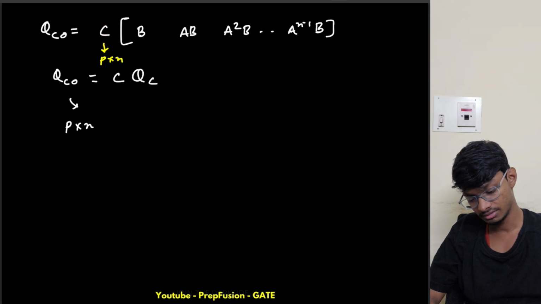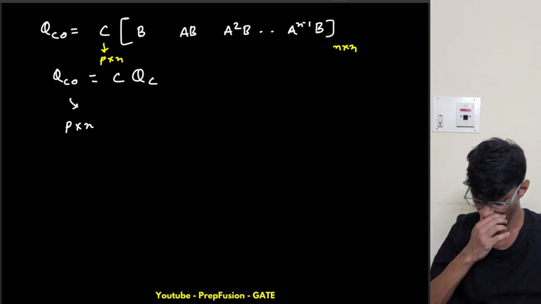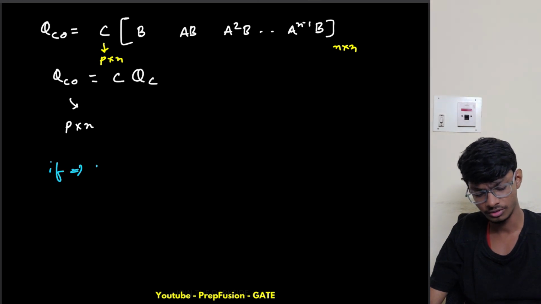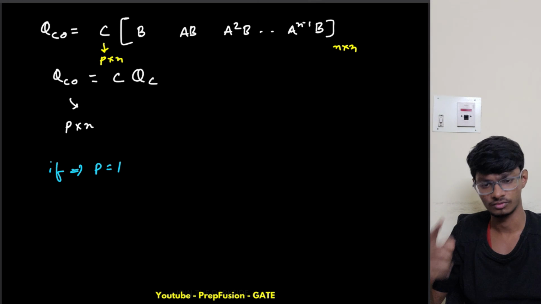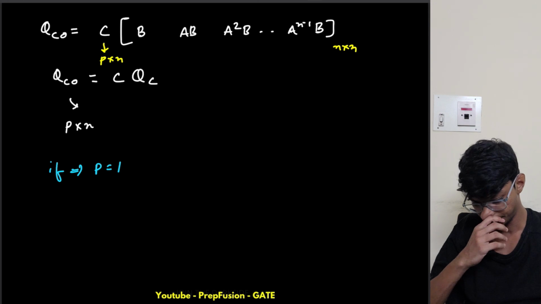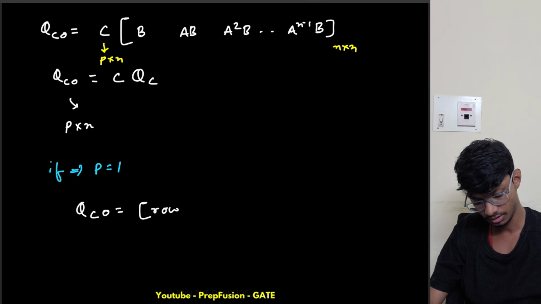Now this is getting multiplied with a matrix of n cross n. This one we know, this is n cross n, and we find the determinant. So this is C times QC. Let's say, for example, generally my output P is 1 only, the number of outputs is 1 only. What does this become? QCO becomes a row matrix.